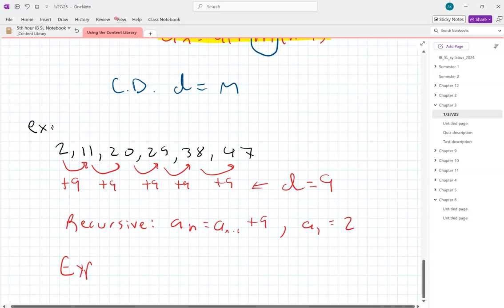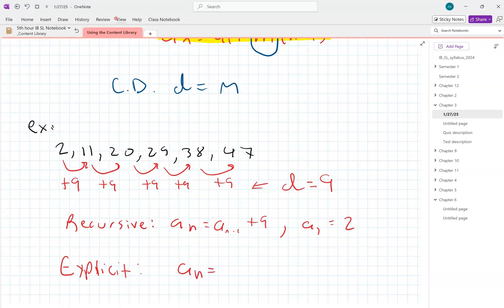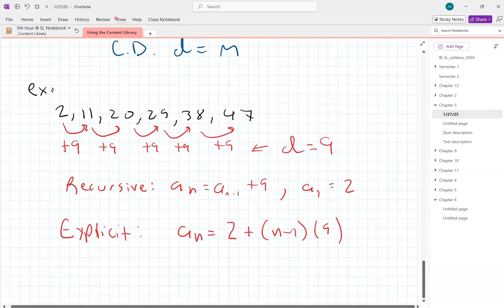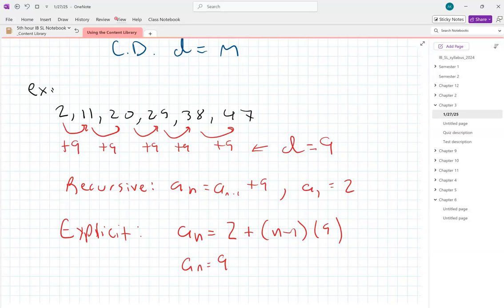Or I could write the explicit formula. So a sub n is going to equal the first term plus n minus 1 times d. Or if I distribute the 9 through and combine some like terms, I'd get 9n minus 7. These guys are equivalent. There's no difference in the answer there. Either one is fine.